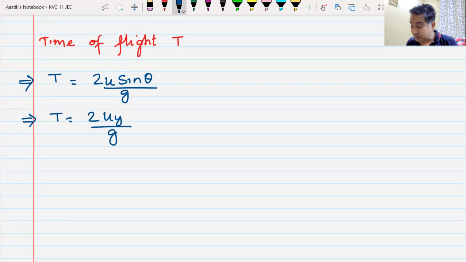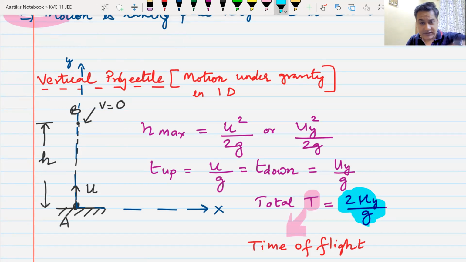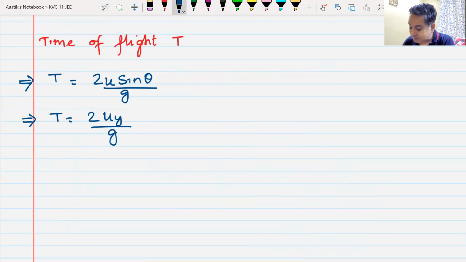As soon as I write it as 2 times uy by g, it should remind me of motion in one dimension under gravity, and in that case also your time of flight was same, 2 times uy by g. So if you just remember this one formula, it's valid whether the motion is taking place under gravity in one dimension or it is an oblique projectile motion which is taking place in 2 dimensions. I hope we are understanding what I am saying.